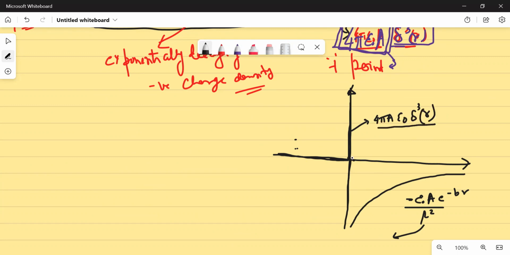So you have a point charge exactly at r equal to 0, and surrounding r equal to 0, you have this negatively charged, exponentially decaying sort of cloud. Is that clear to you?